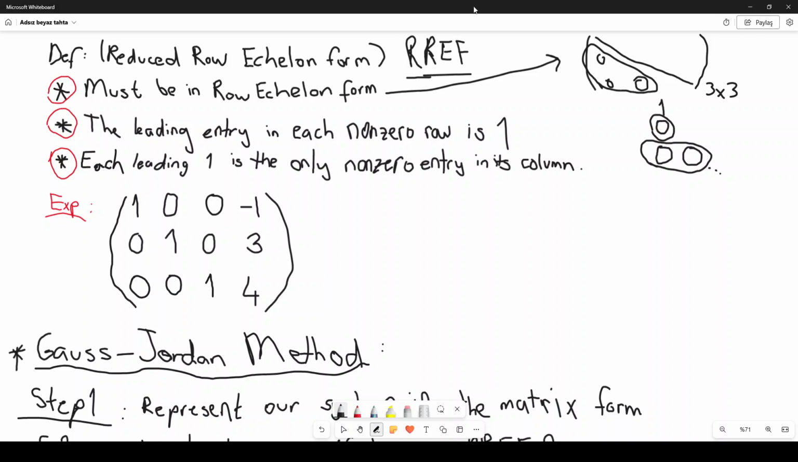And another property, the second one, is that each leading one is the only non-zero entry in its column. So after finding the leading ones in each row, we check to see if all the entries in the same column besides the leading one are equal to 0. Okay, it means that there is much more work for us to understand whether a given matrix is in the reduced row echelon form or not. Okay, let's give a simple example to understand what I mean.